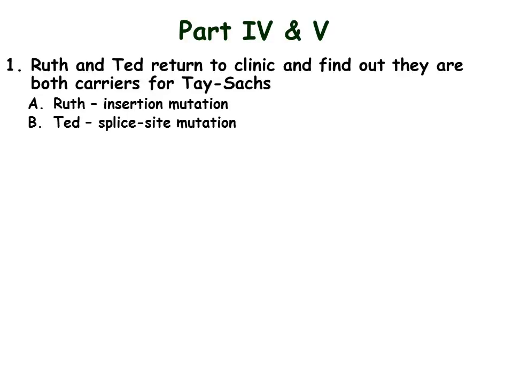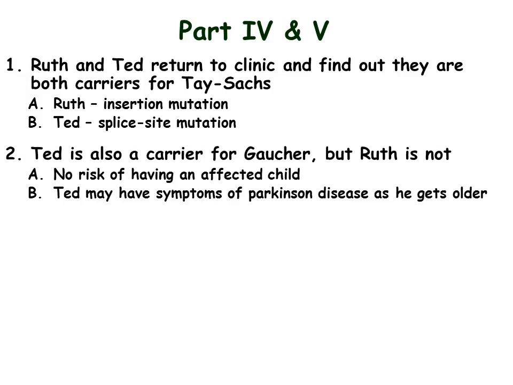So let's see what happens after the testing. Ruth and Ted return to the clinic and find out they are both carriers for Tay-Sachs. Ruth has the insertion mutation that is common. Ted has the splice site mutation. Ted finds out he's also a carrier for Gaucher. Not surprising, 1 of 14, but Ruth is not. So there's no risk for them of having an affected child with Gaucher. Ted, however, as a carrier for Gaucher, seems to have a higher risk of having symptoms of Parkinson's disease as he gets older.